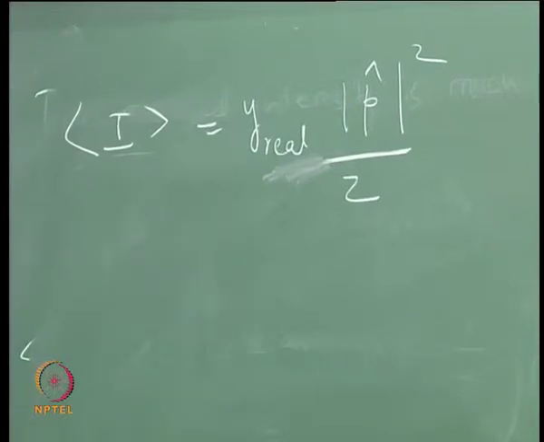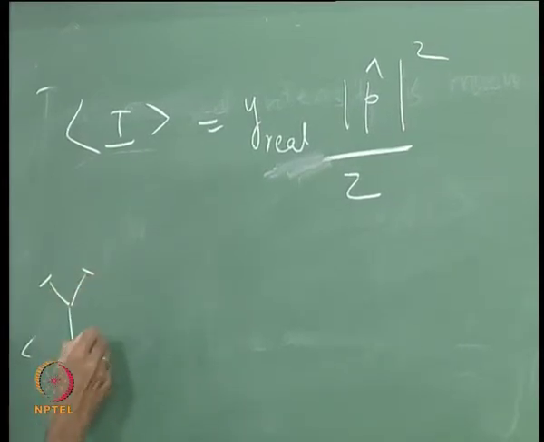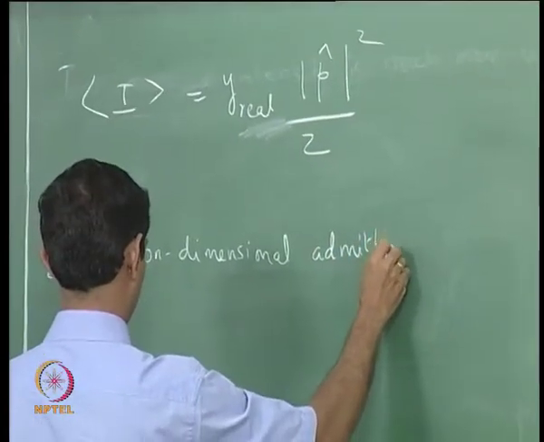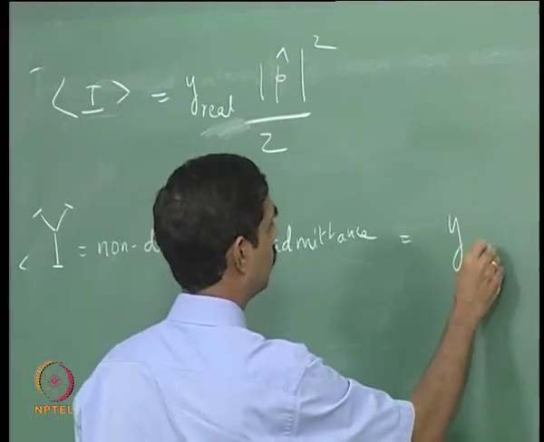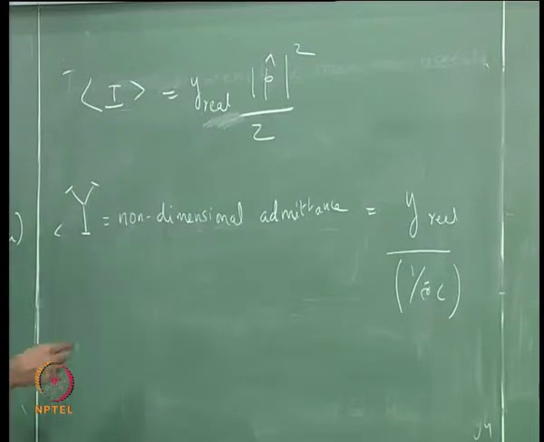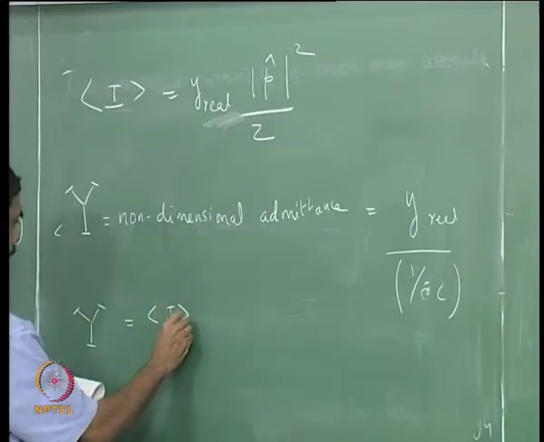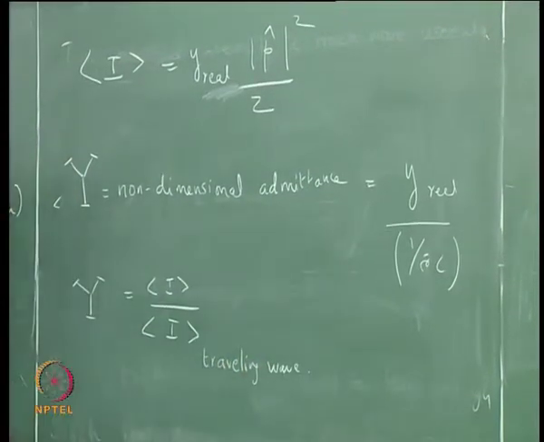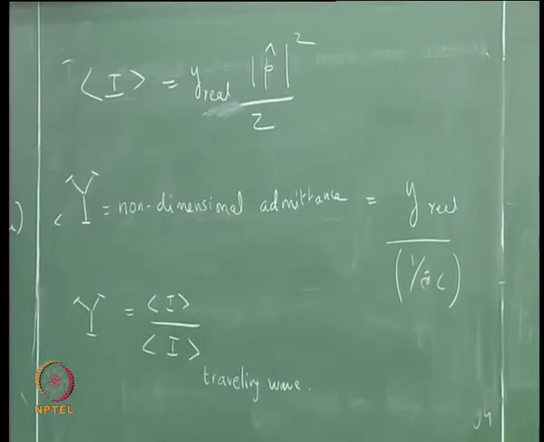Now we can actually have a non-dimensional admittance Y, which is equal to Y real over 1 over rho bar c. So the units are matching. You can show this is equal to the ratio of intensities: if you have the intensity of a general standing wave, and at the same pressure amplitude a corresponding traveling wave, the ratio between them gives the non-dimensional admittance. I hope this is clear physically, I mean, the meaning of that.